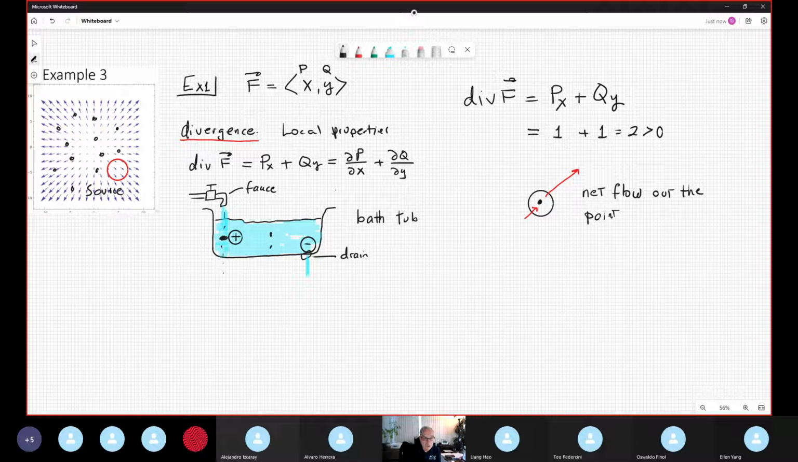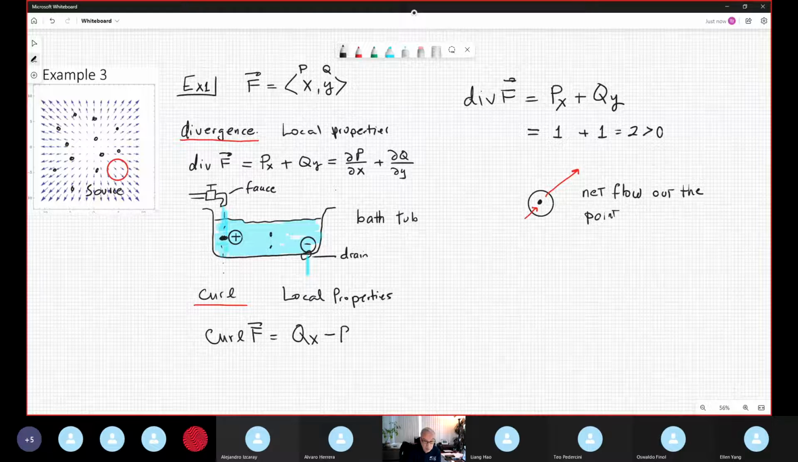We have another operator that is called the curl. Wow, what is that? The curl. It's another local property. Entonces, what is the formula, professor, for the curl? Well, the curl of the vector field F, in two dimensions, is partial derivative q with respect to x minus partial derivative p with respect to y. This is the definition in 2 dimensions. In 3 dimensions, it's different. I want to explain that in a moment today, of course.